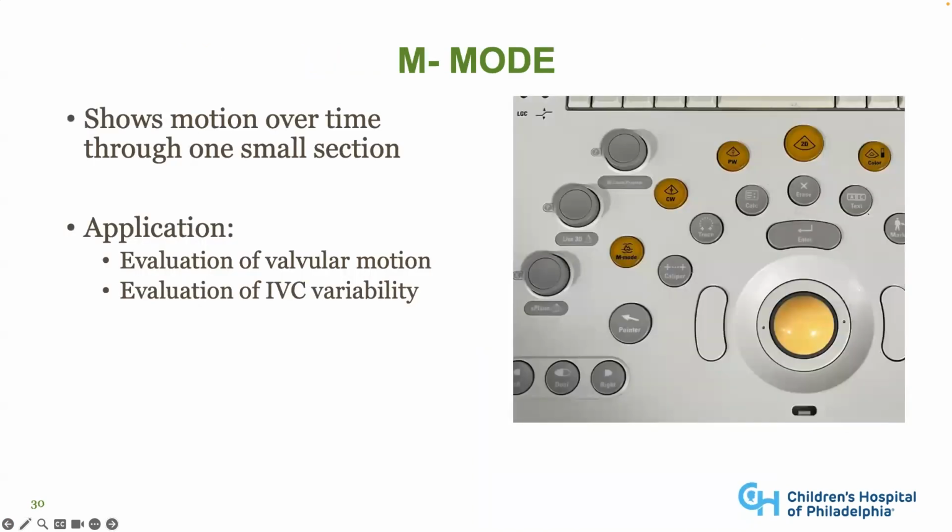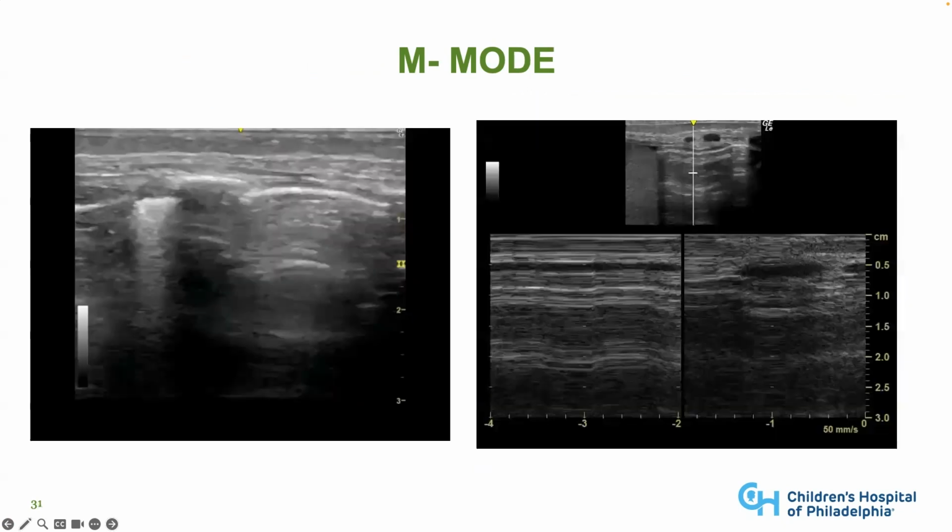So M mode is another mode that we use that you can see here. That's right there. And that shows motion over time. So it takes that 2D image that you have and shows motion over time through one small little section. So we use it to evaluate valvular motion. We use it to evaluate IVC variability. We use it in lung ultrasound to get an idea of, is there evidence of a pneumothorax through barcode or seashore sign that you'll see in a second.